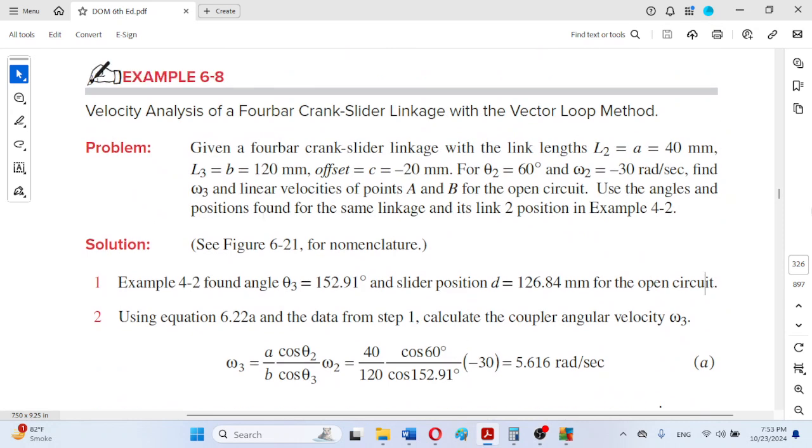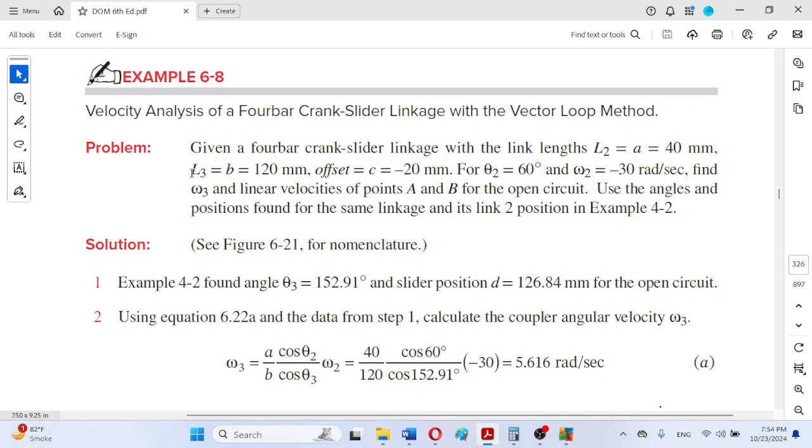In this video, the velocity analysis of a 4-bar crank slider linkage with the vector loop method will be explained using Microsoft Word and the graphical technique, according to the pencil, scale, and protractor method. We must keep the complete geometry box ready in order to physically demonstrate this graphical velocity analysis. So here the statement of the problem is shown.